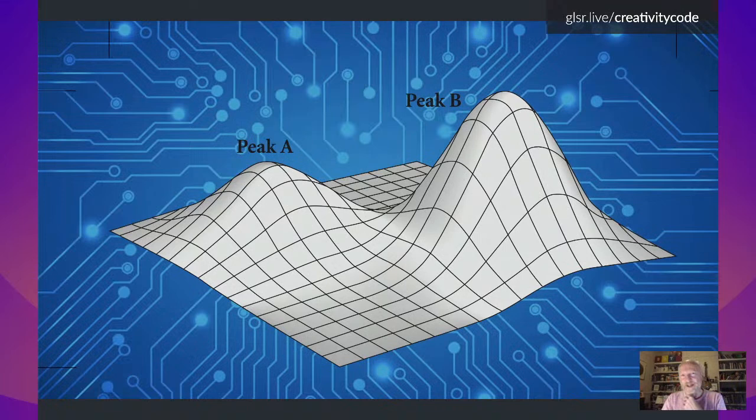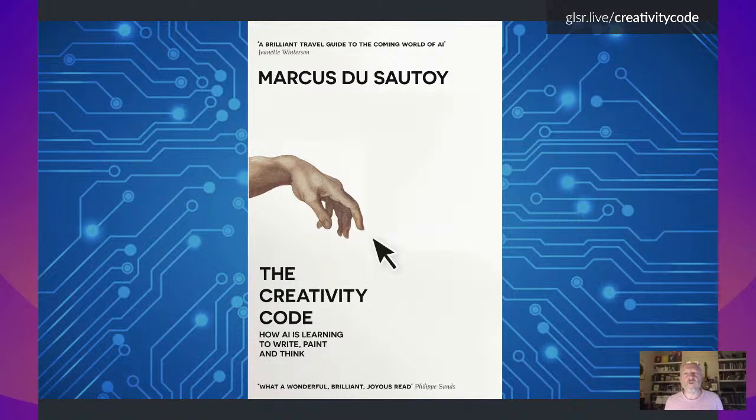This moment when I watched this match set me off on a journey which culminated last year in the publication of a book called The Creativity Code, where I thought, well, look, if it can be creative in the simple scenario of a game, where else could it be creative? Could it be creative in areas that we regard as uniquely human? Painting, writing, poetry, music, or even doing mathematics.